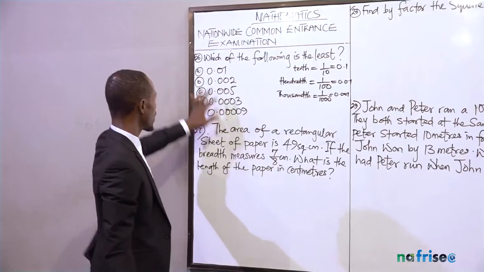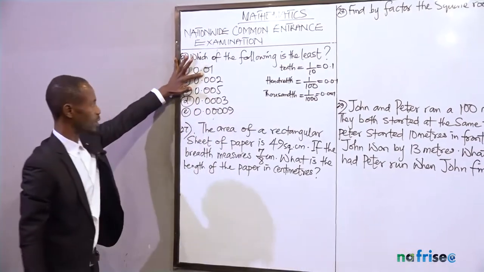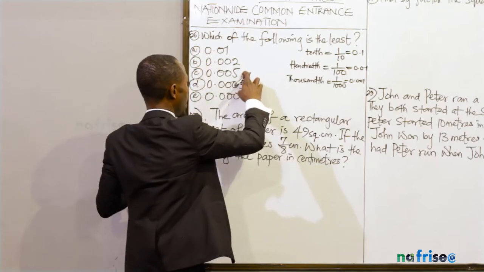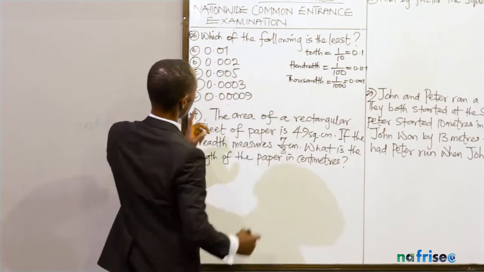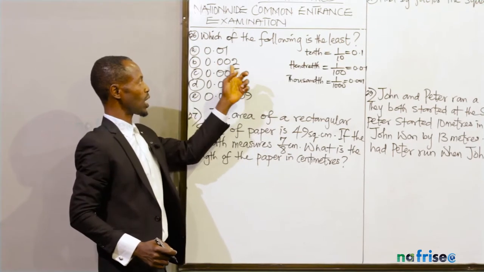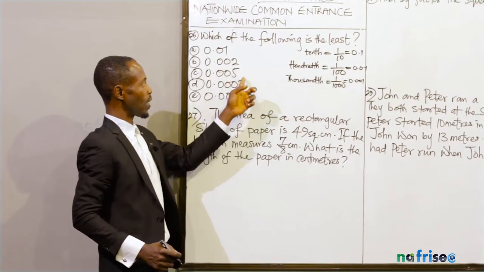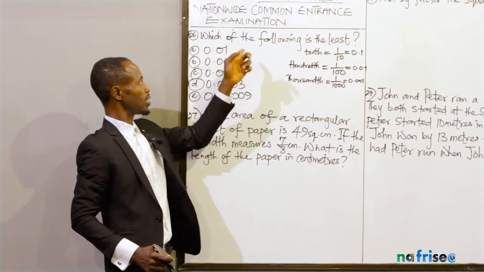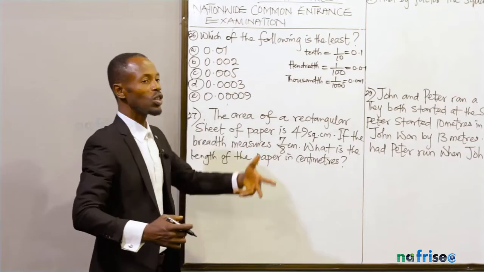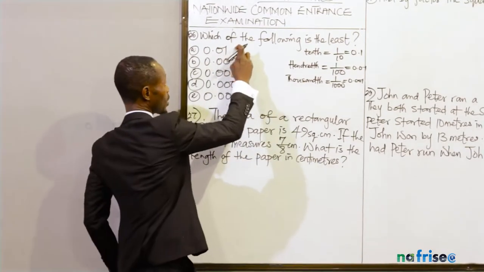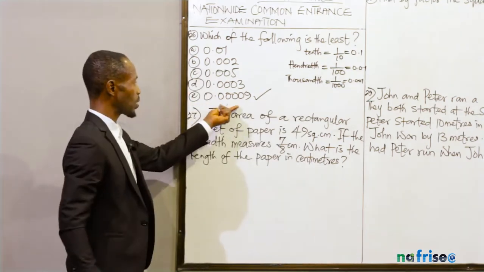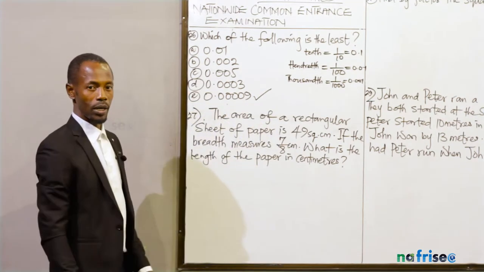From the look of it, this is the biggest among them, 0.01, followed by C, followed by B, then followed by D, because it has 3 zeros before the last number. This one has 2 zeros before 2, 2 zeros before 5. That's why C is bigger than B, 0.005. This is bigger than this. But we're looking for the lowest among them. The highest among them is this first one. So the lowest becomes what? E, because it has 4 zeros before the 9. That's the lowest among them.